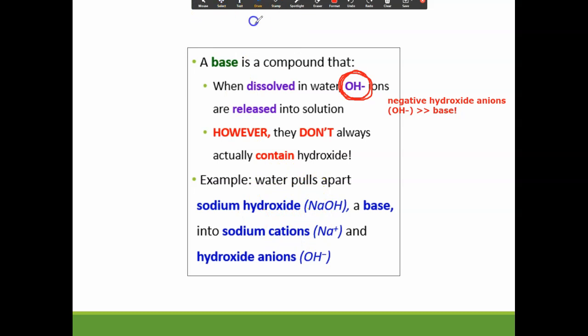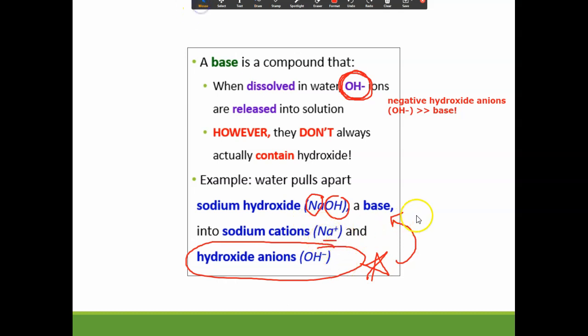So an example would be sodium hydroxide, which is made up of Na and OH. And this is a base because when it's dissolved in water, it releases the OH negatives, those hydroxide anions. That's the indicator that it's definitely a base. And it releases the other stuff, which in this case would be a sodium positive cation.